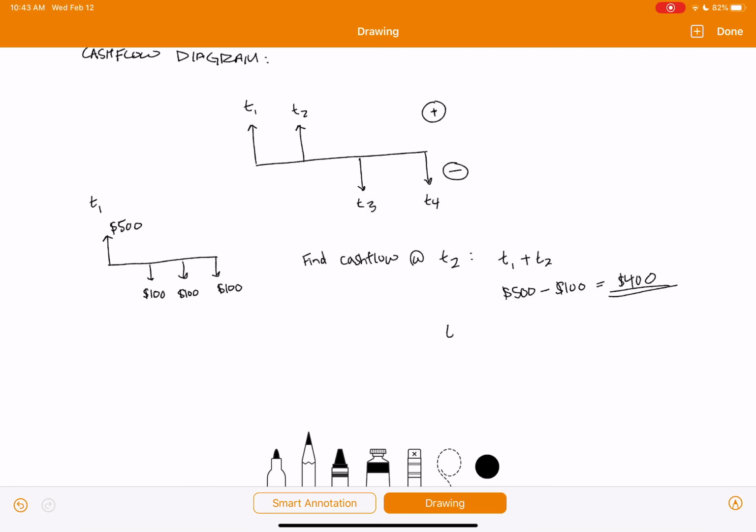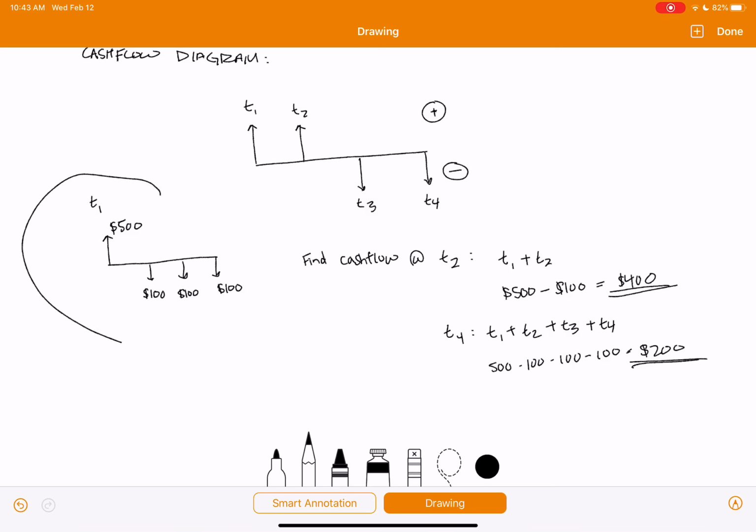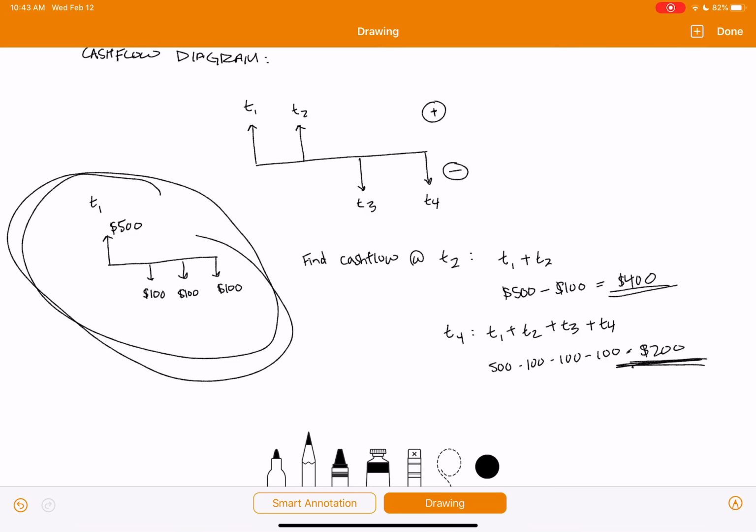Now, if we wanted to find it at T4, we just add all the time periods up. T1 plus T2 plus T3 plus T4. Remembering that when the arrows point down, we're going to use negative numbers. So we're going to have 500 minus 100 minus 100 minus 100, which will equal $200. So over this whole time period, you're making a profit of $200. All right.